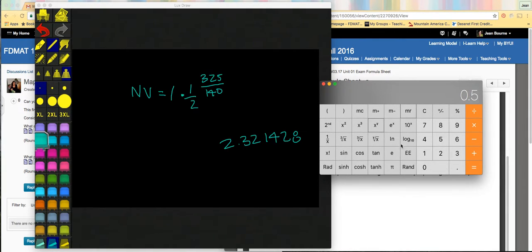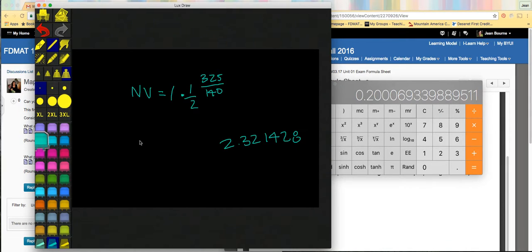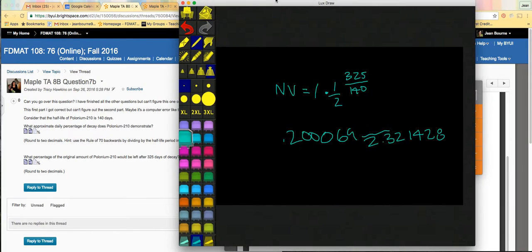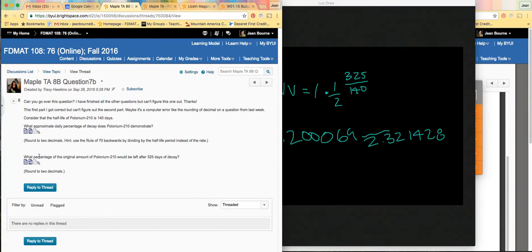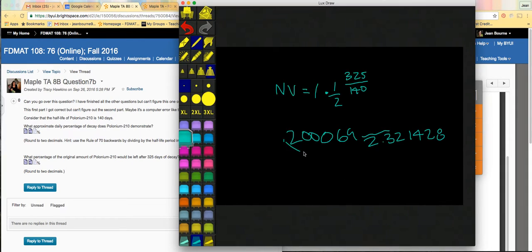Okay, so now I'm going to clear this. 0.5 x to the y, and I'm going to type in that number, 2.321428. Get that right? That equals basically 0.2. My answer here is 0.200069 and so on. However, it wants my answer in a percentage, so I'm going to change this to a percent, and it's going to be 20%. I'm going to round this to 20.01%. You change it to a percent by moving the decimal 2 places to the right.